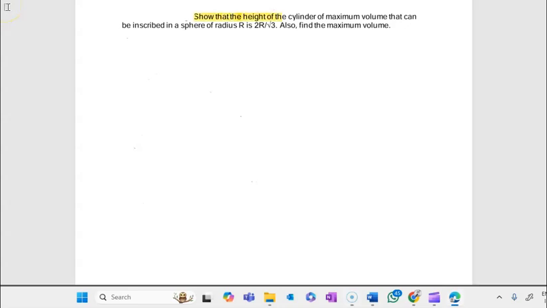Show that the height of the cylinder of maximum volume that can be inscribed in a sphere of radius r is 2r upon root 3, and also find the maximum volume. This is the question given here. Maybe one of the important questions from the board point of view. So let's start.